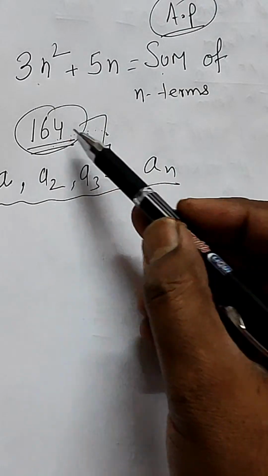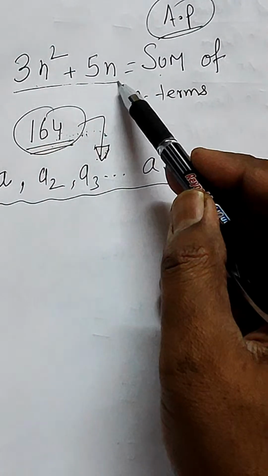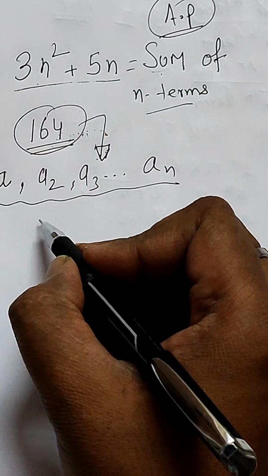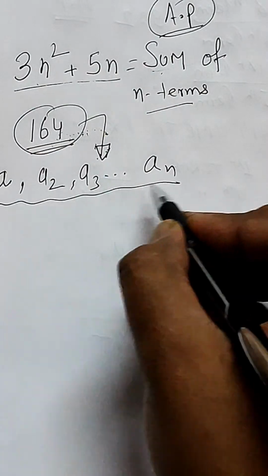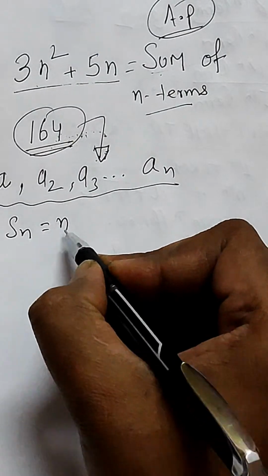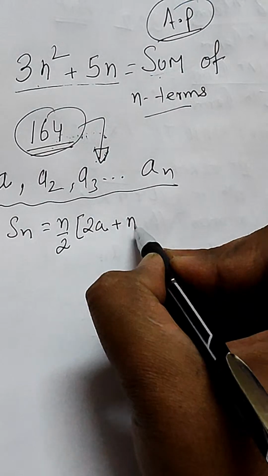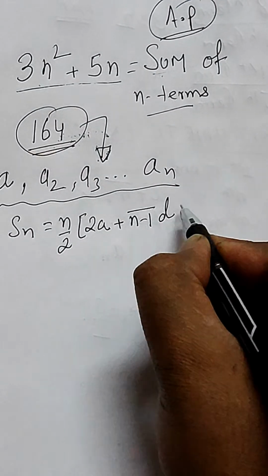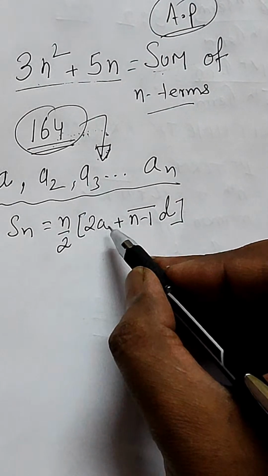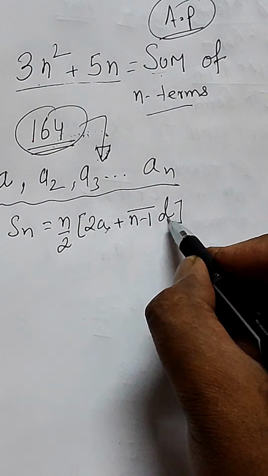We do not know at which position 164 is coming, so let us find it. Since 3n square plus 5n is the sum of n terms, we know that for an AP, the sum of n terms is given by n by 2 into 2a plus n minus 1 into d. Here a is the first term of that AP and d is the common difference.